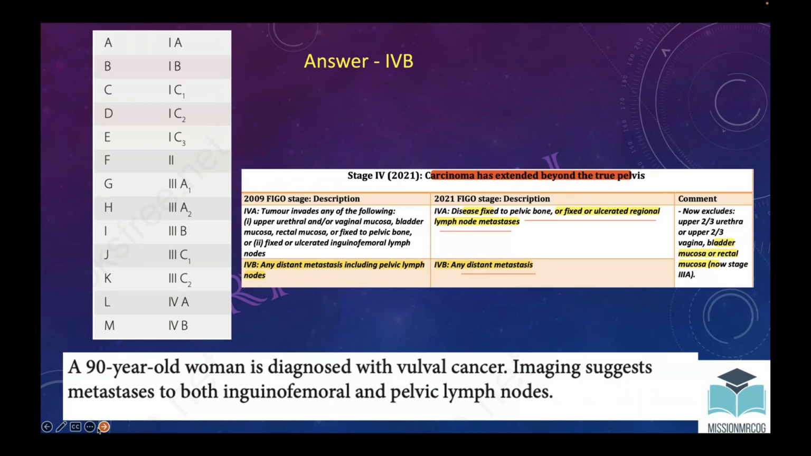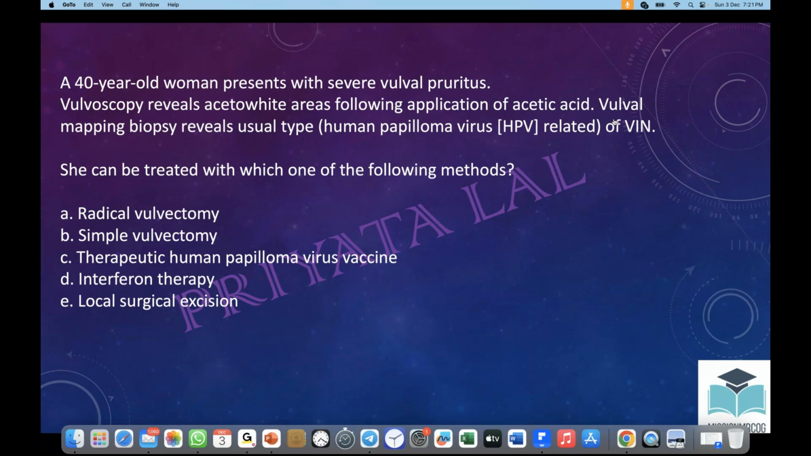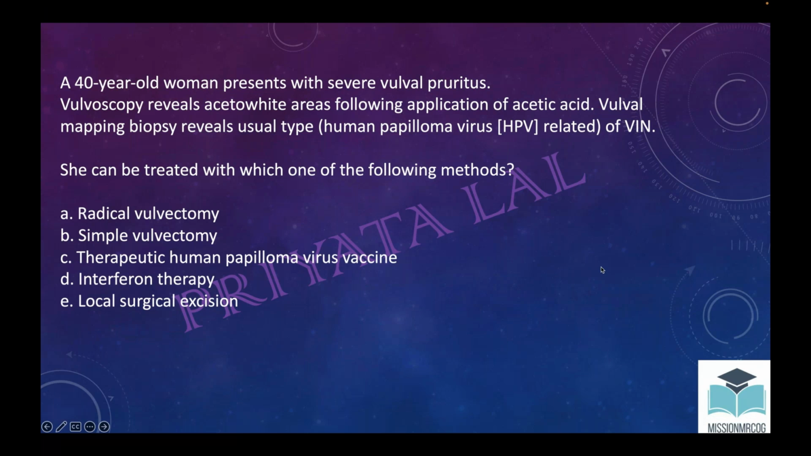Okay. So a 40-year-old woman with severe pruritus, vulvoscopy shows an acetowhite area, and it is usual type of VIN. She can be treated with what? Should be wide local excision. Yes, wide local excision. That is the treatment of choice. Now this is again the summary of dVIN and uVIN.